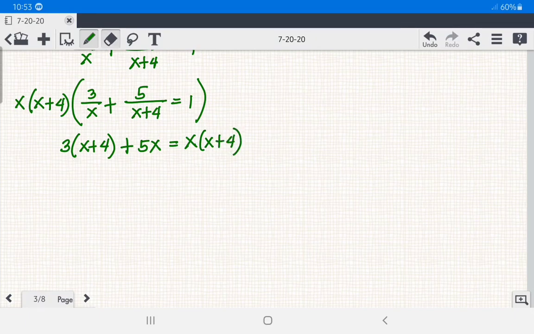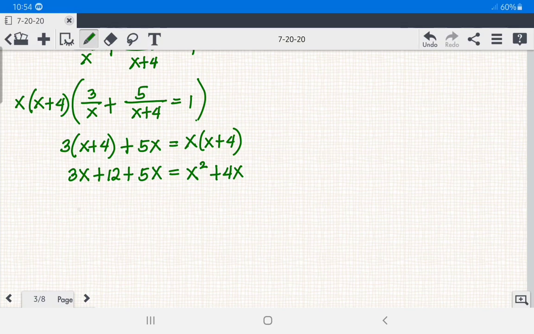Then we have to multiply 3 times x. We have 3x. Then 3 times 4, we have 12. Then plus 5x. Then equals x times x, we have x squared. Then x times 4, we have 4x. Okay? The next, let us combine similar terms.